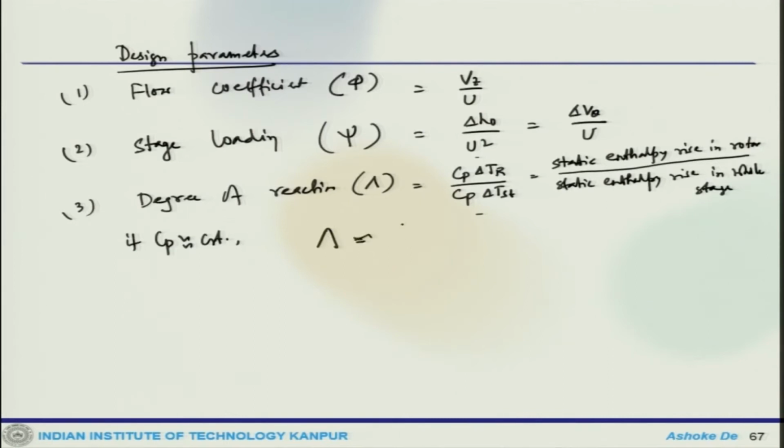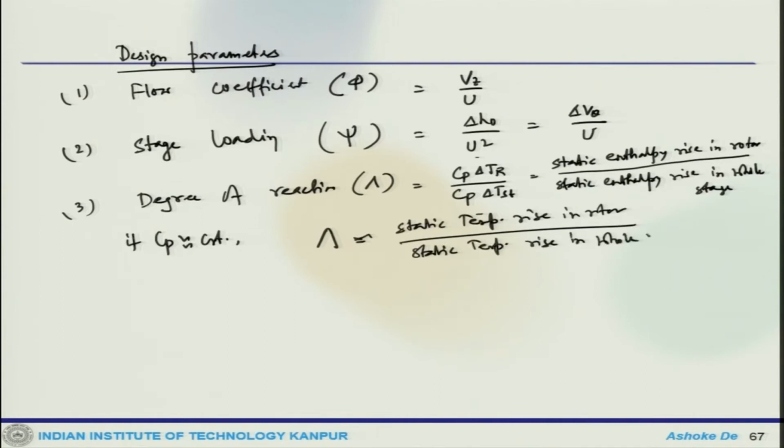Now, if Cp is assumed to be constant, then essentially we can write it as the static temperature rise in the rotor to the static temperature rise in the whole stage.